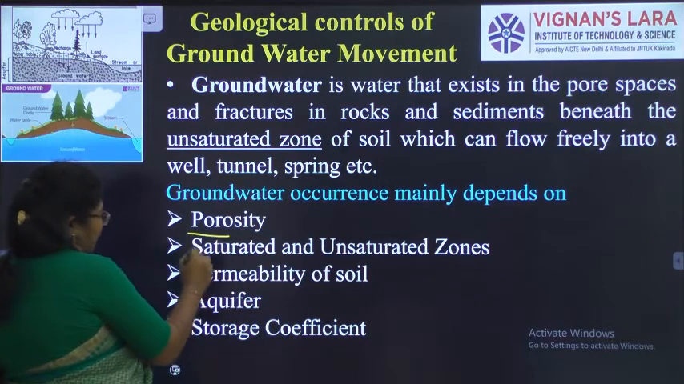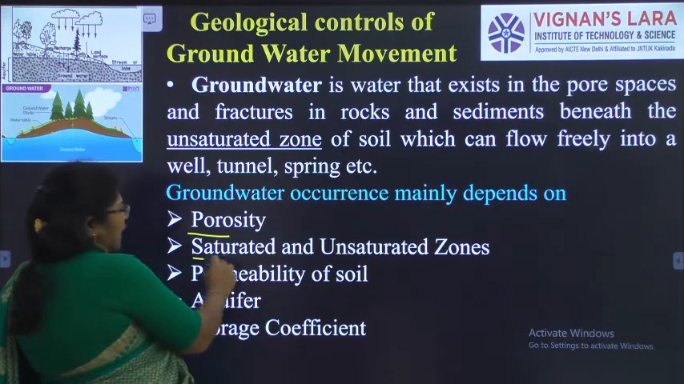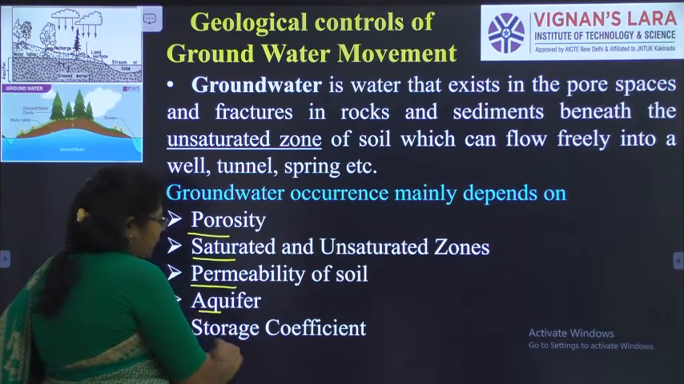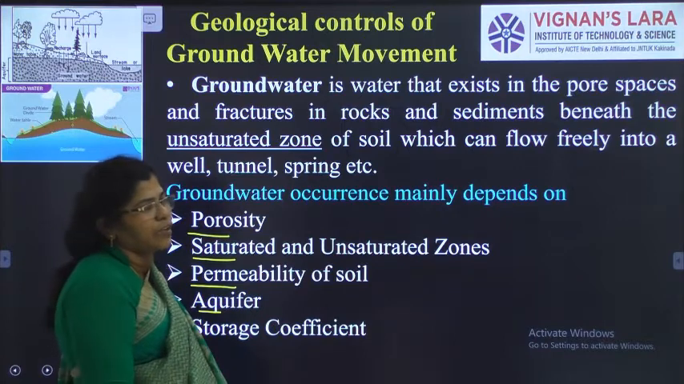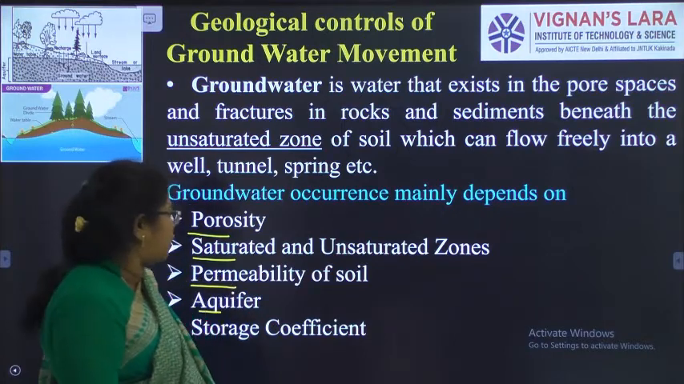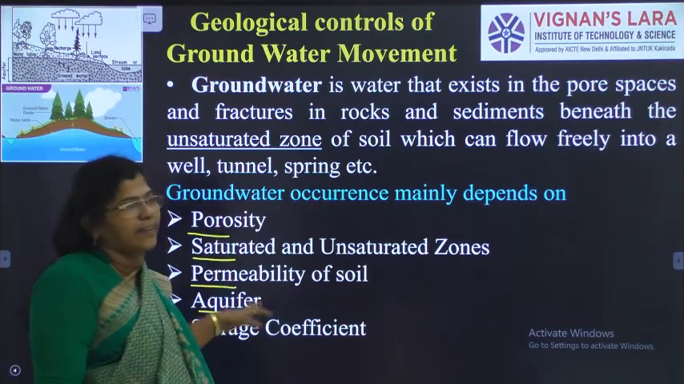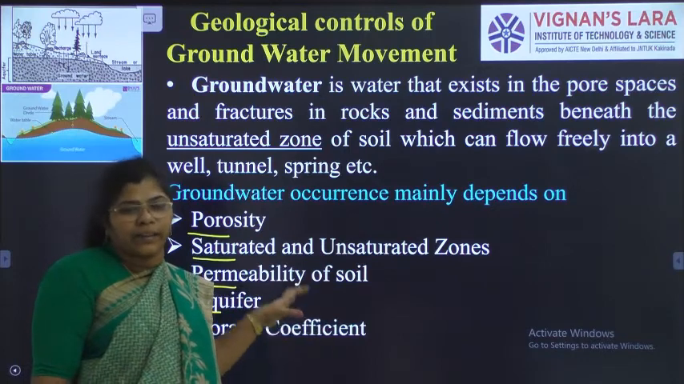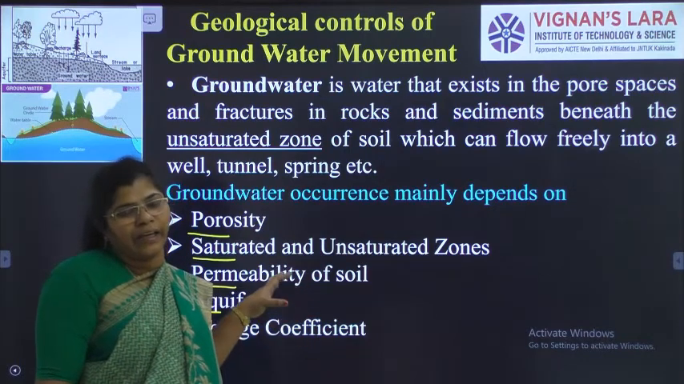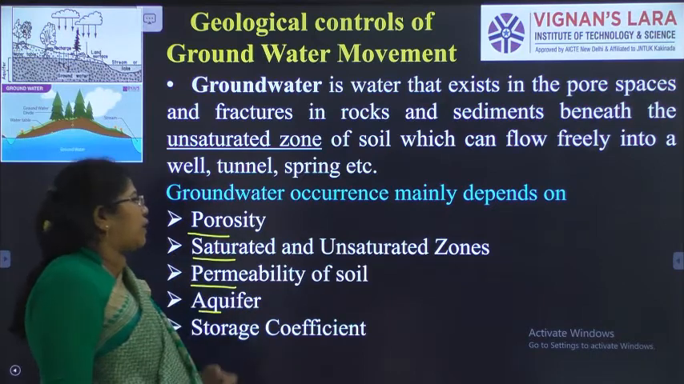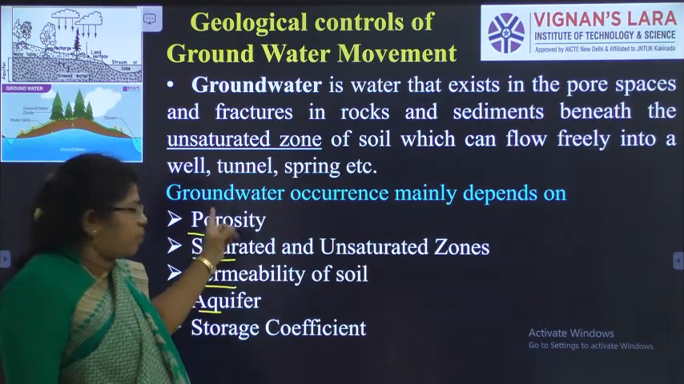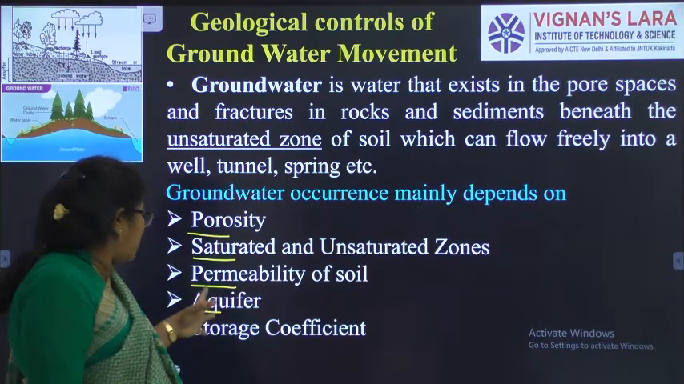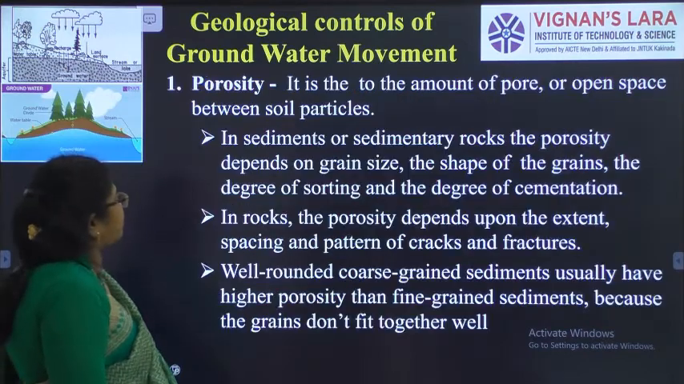Number one is porosity. Number two is the saturated and unsaturated zone. Third is permeability. Fourth is the aquifer. The fifth is the storage coefficient, which is also a property that depends upon the aquifers. Mostly, the water will be available in an aquifer zone from which it has to be taken. So groundwater occurrence depends upon porosity, saturated and unsaturated zones, permeability of soil, aquifer and the storage coefficient. We will see them one by one.